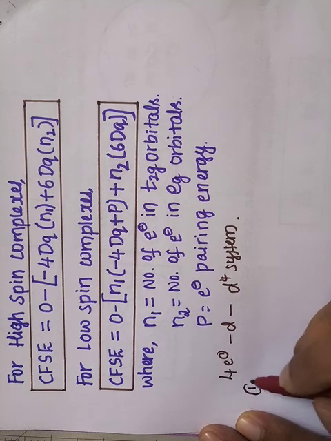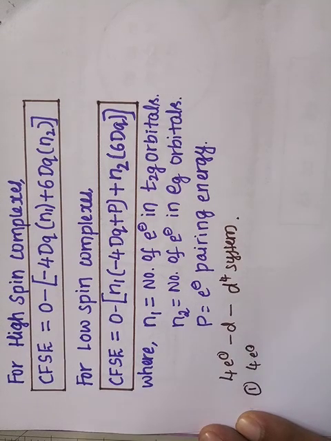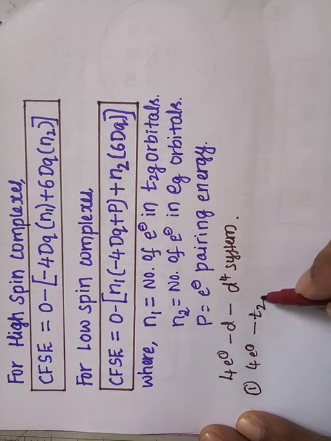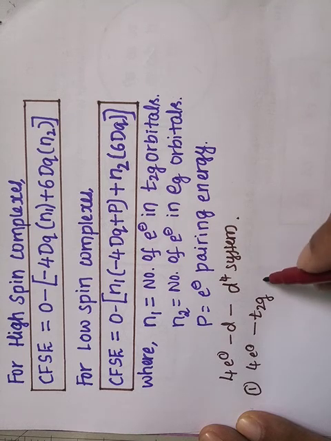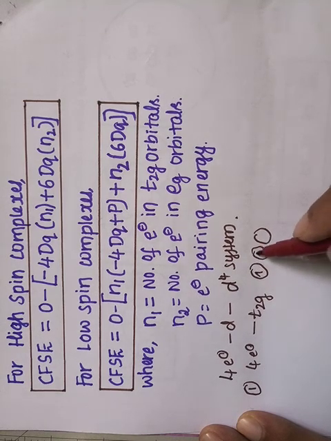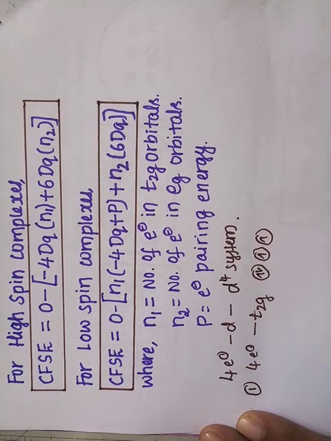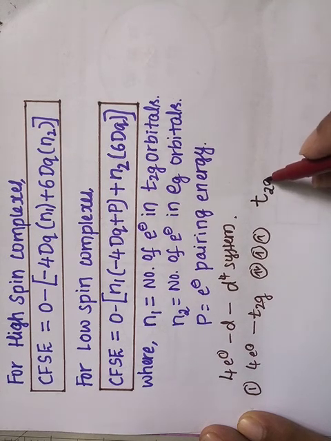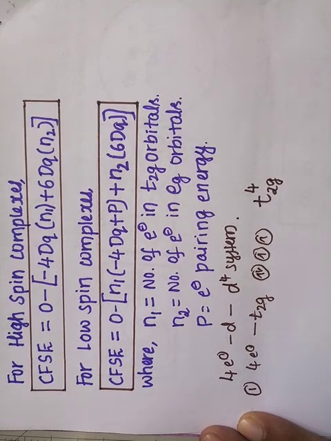The first possibility is that all the 4 electrons may occupy the t2g orbitals. The t2g is triply degenerate, so we have 3 orbitals. These 4 electrons occupy these 3 degenerate orbitals, and one electron obviously gets paired. If all the 4 electrons occupy the t2g orbitals, then the electronic configuration can be written as t2g4. So this is the first possibility.